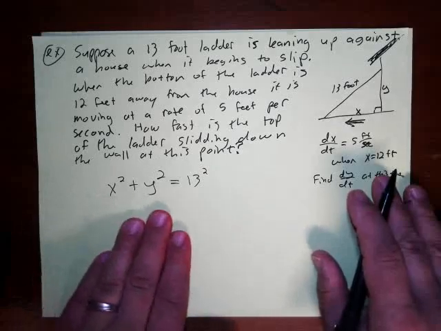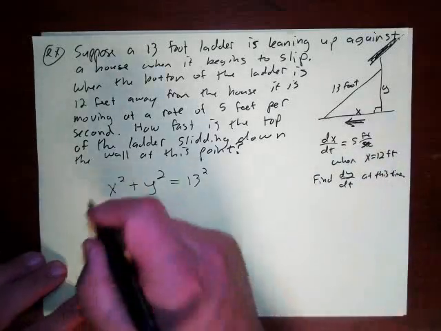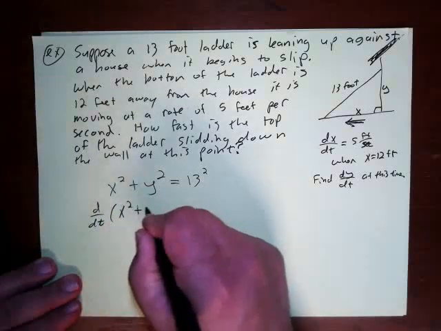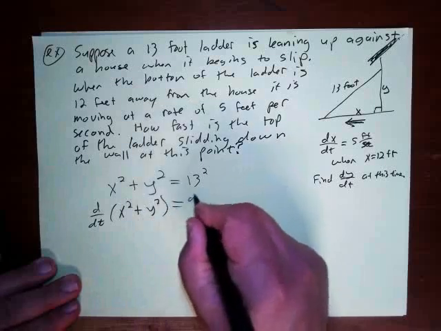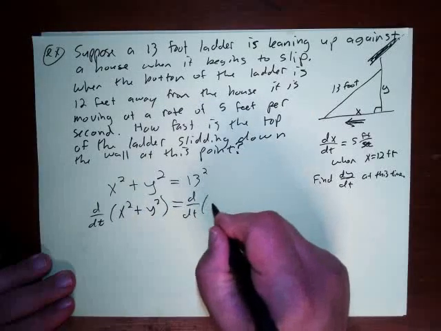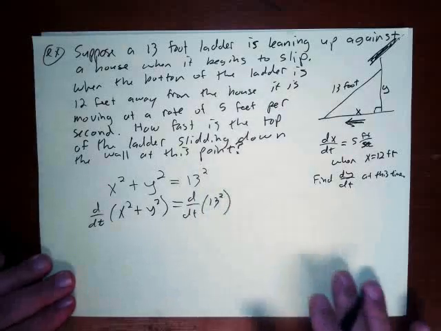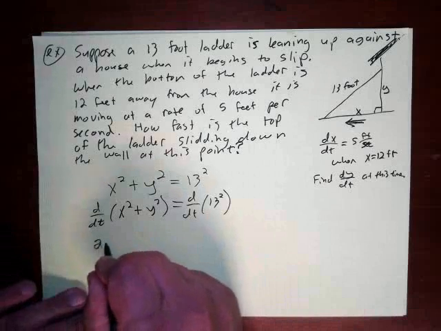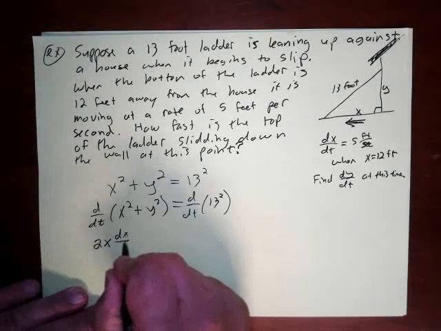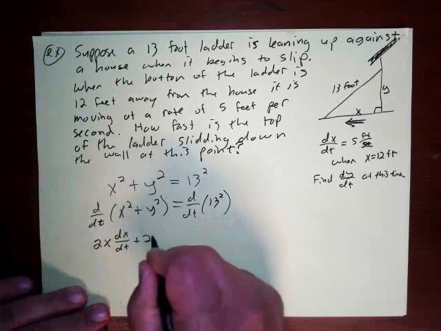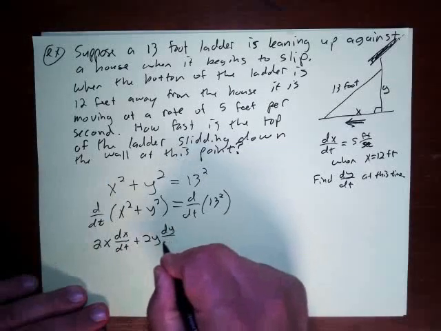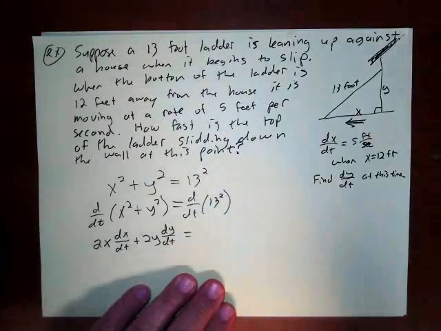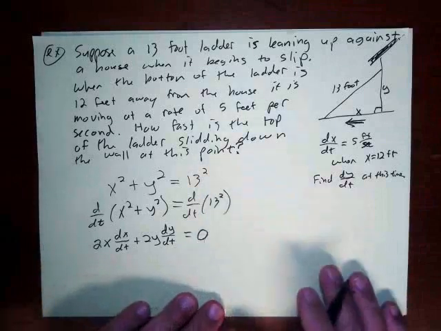That's what relates these two, the x and the y, together. Okay, so we're going to take the derivative of both sides with respect to t. Well, when you do this, using implicit differentiation, this is going to be 2x dx/dt plus 2y dy/dt. Okay? And then this 13 squared is just a constant.